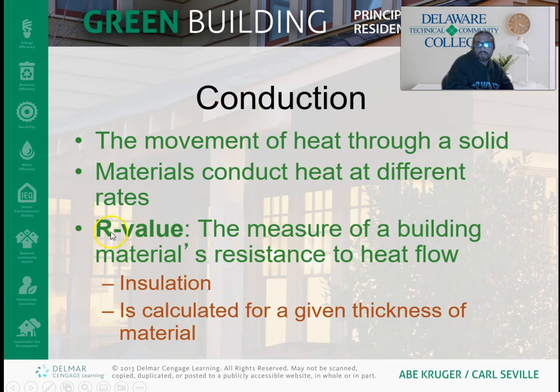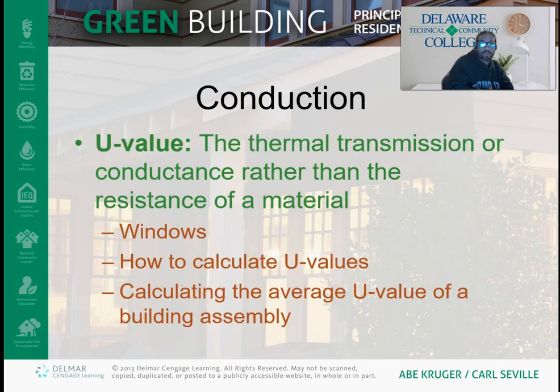Remember, R is resistance, so more R is better. And the inverse of that is U value. So U is 1 over R, and R is 1 over U. Again, this is a review. The U value is the thermal transmittance or transmission. So you want a lower U value, because that's less transmission, which means it's more insulating. Okay? And this is something that we'll do in lab and some other assignments.